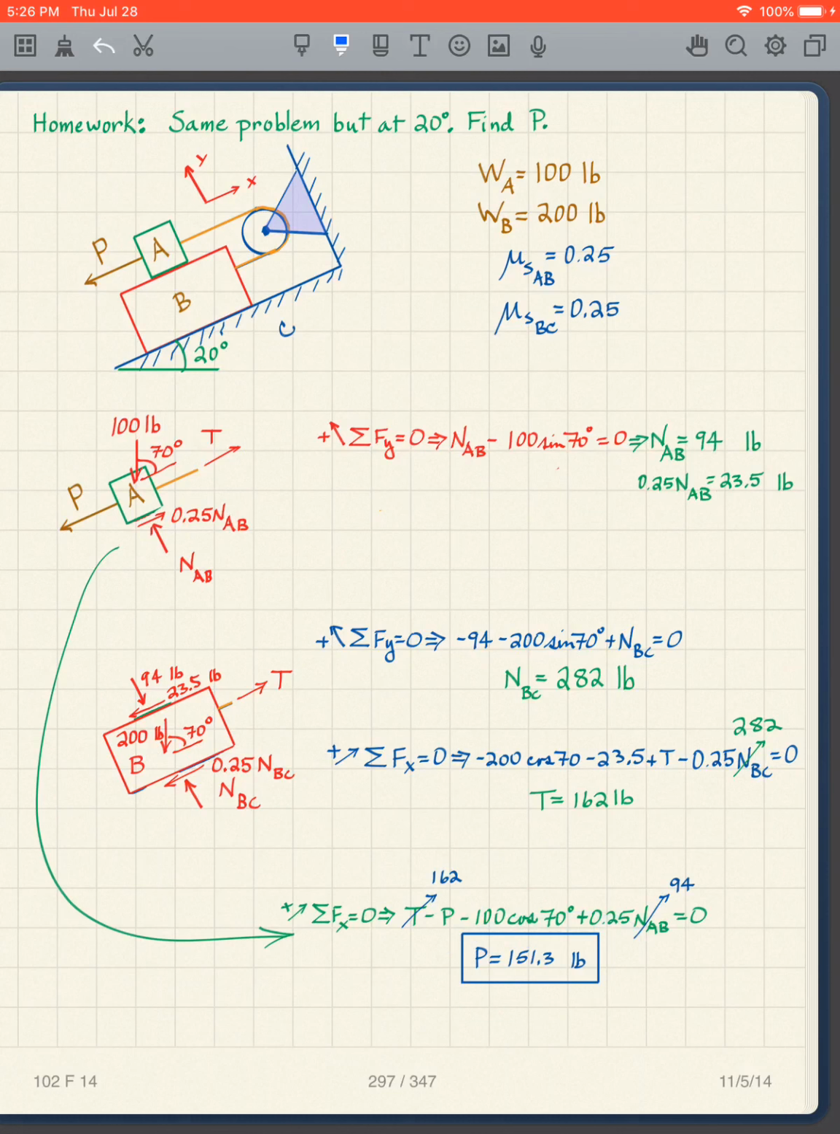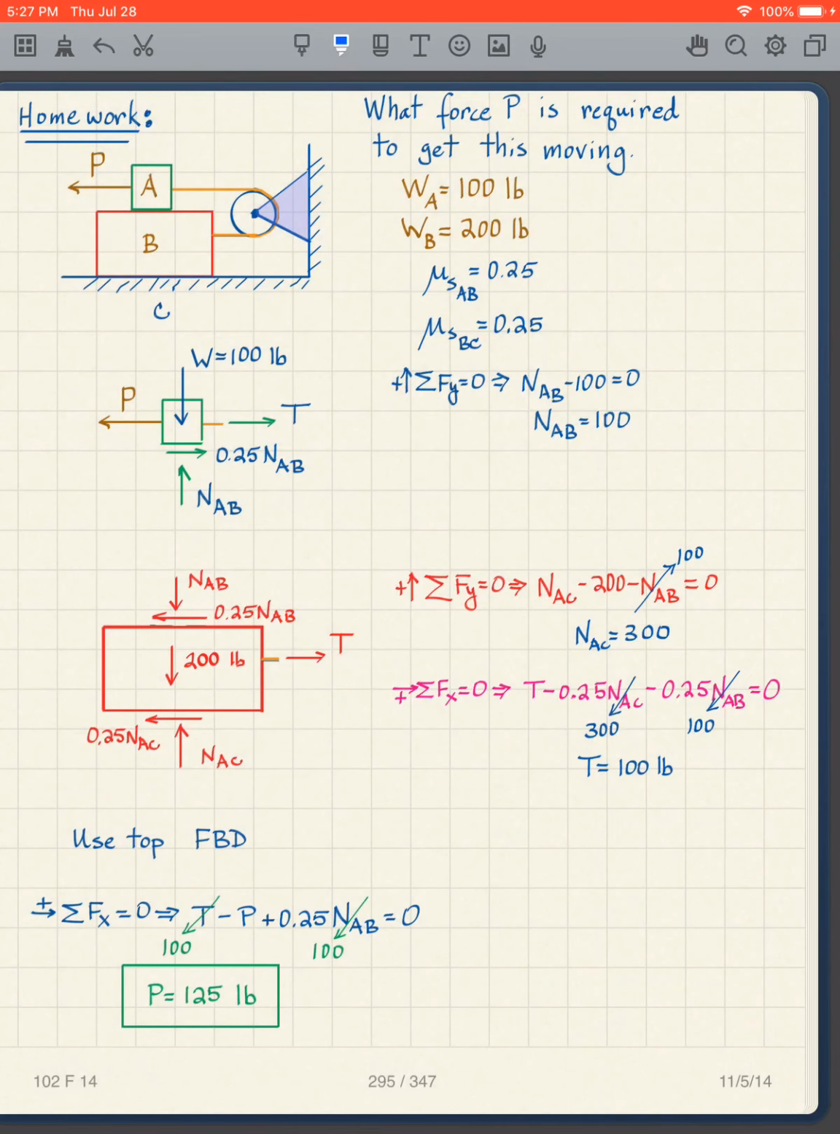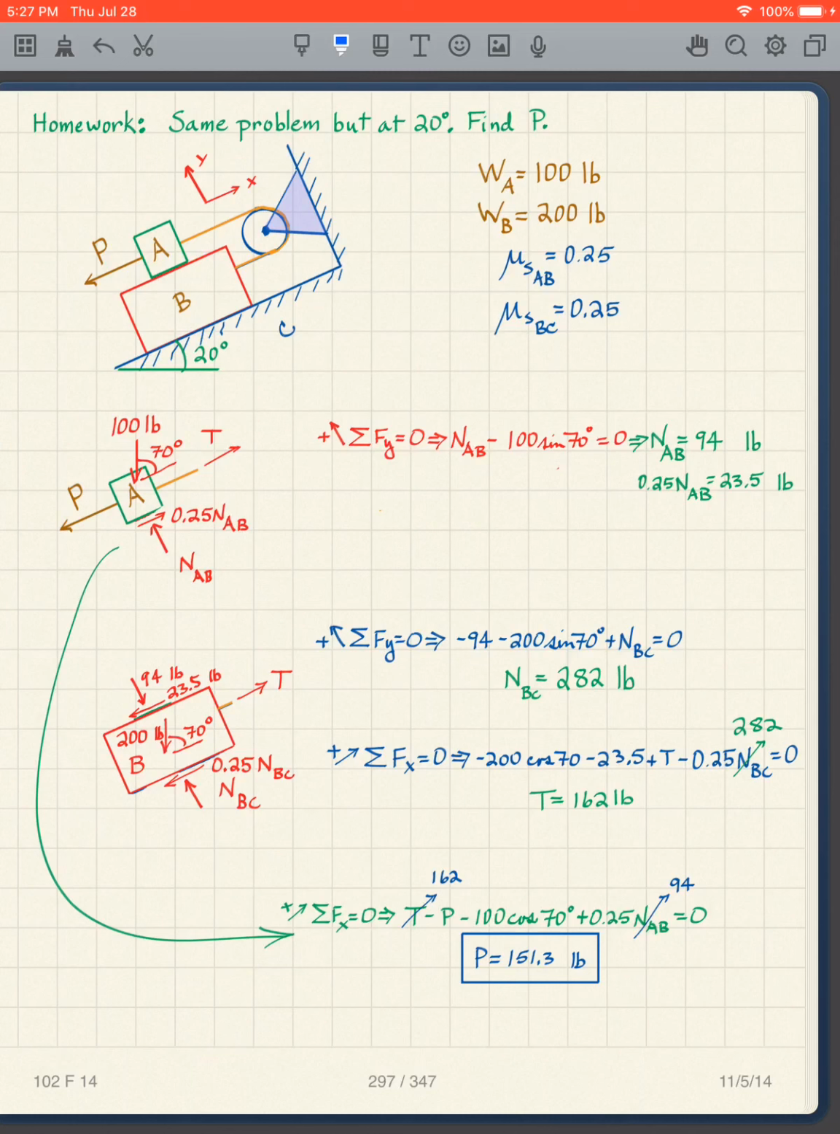So that is in comparison to what we got previously, which is 125 pounds. So it takes a little bit more to get it. We're pulling that B, basically we're pulling the B up the incline there.